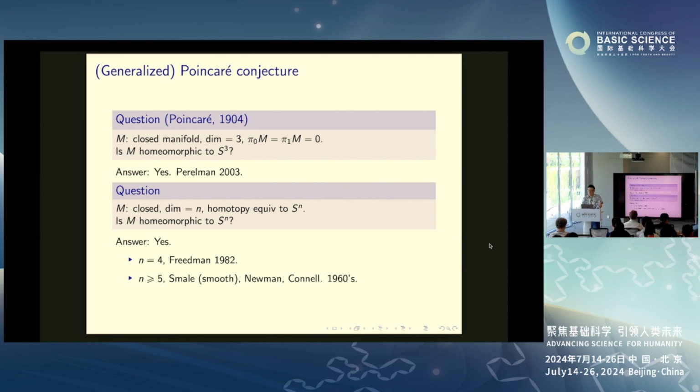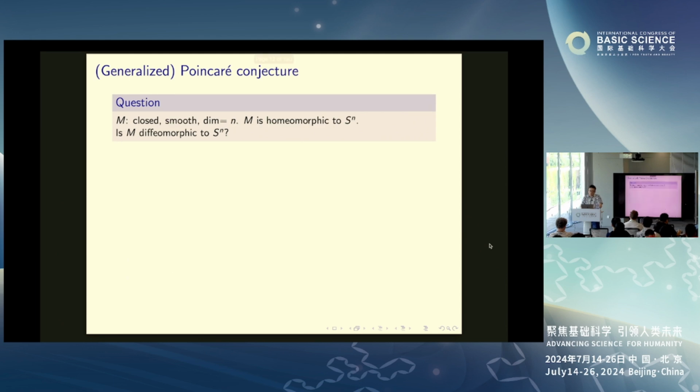there are more equivalence relations. Namely, we could be talking about diffeomorphic to the n sphere. So this is the generalized smooth Poincaré conjecture. So namely, if we start with a closed n-dimensional manifold which already has a smooth structure, and its underlying topological space is an n sphere, we could ask, is M diffeomorphic to the standard n sphere sitting inside of R^(n+1)?